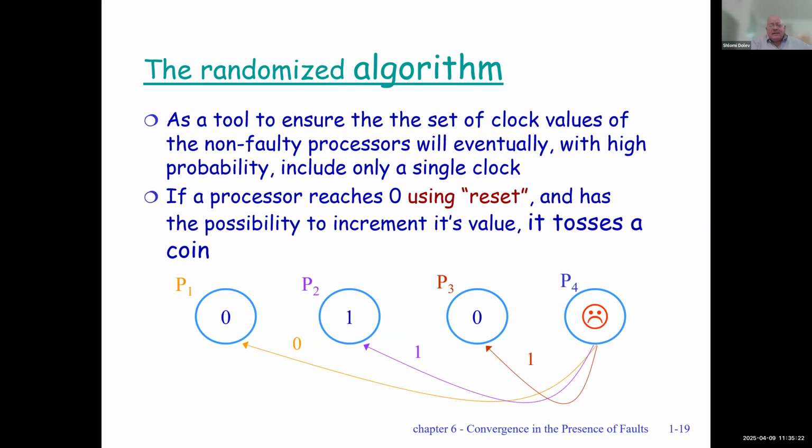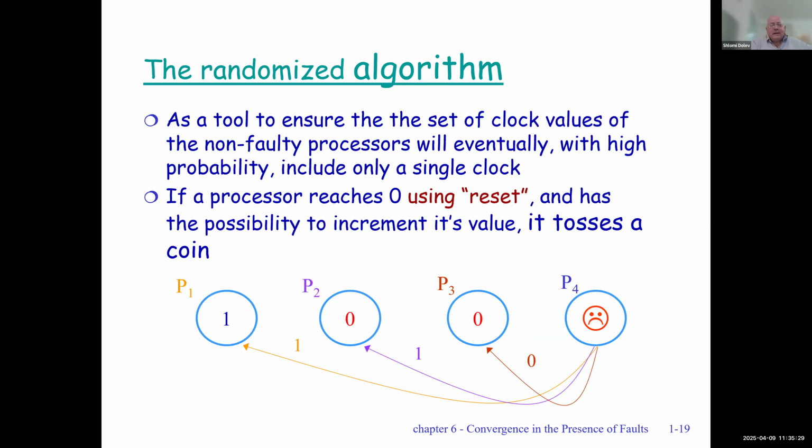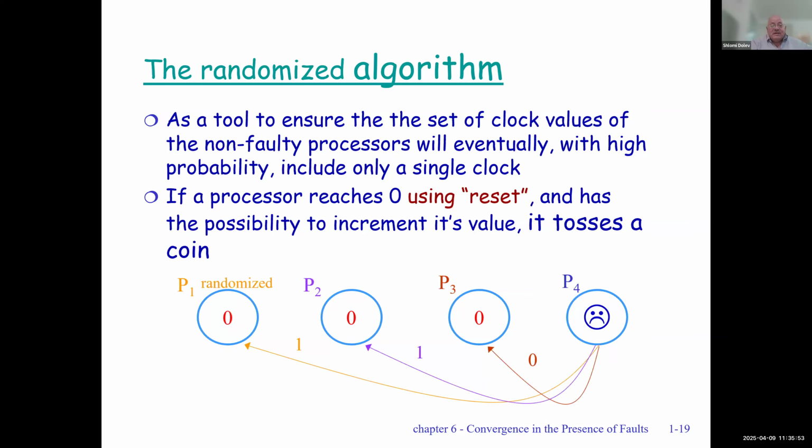So here is the scenario when the randomization helps us. You see that, of course, now the only one that can increment is P3, and it can use randomization, and in this case, the randomization tells him go out. So he went out, and this didn't give us a chance to synchronize.